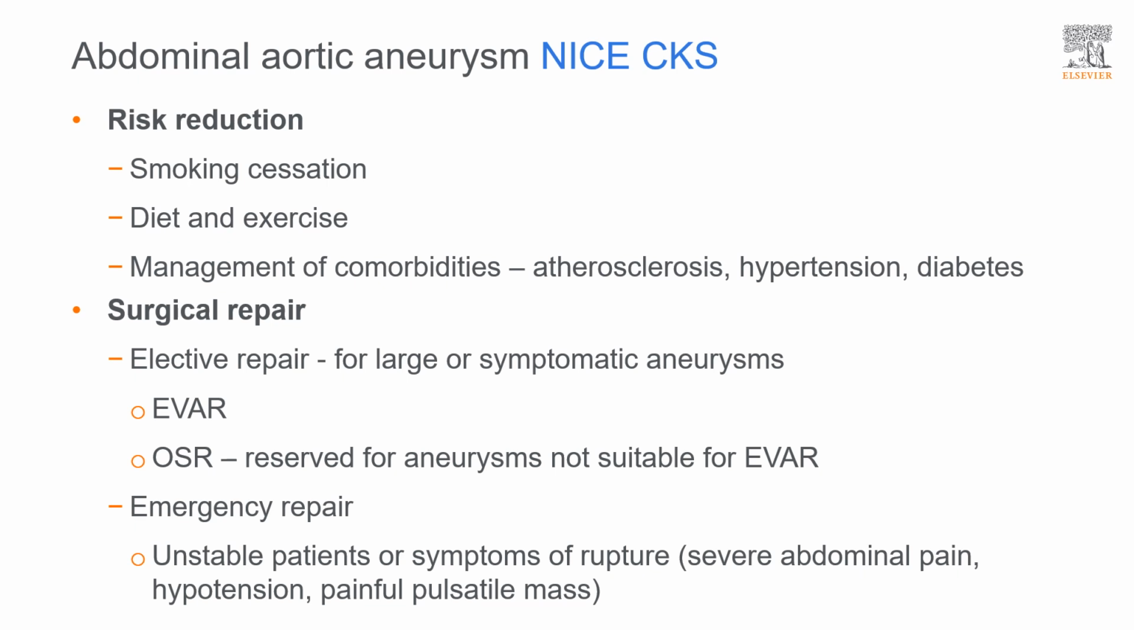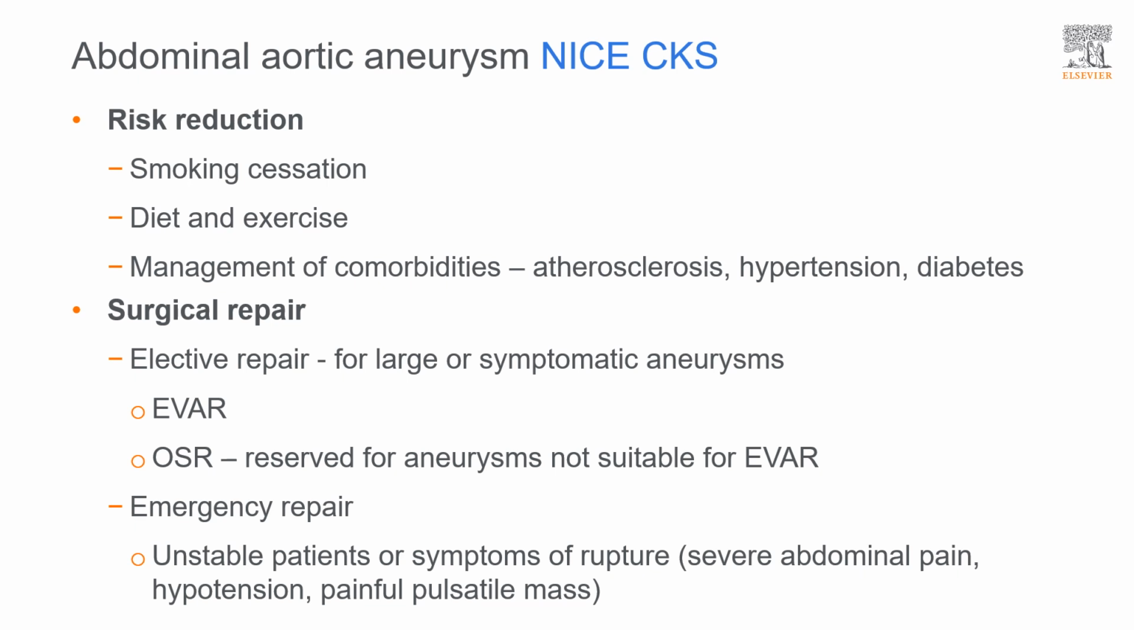Surgical repair is indicated for large aneurysms, so above 5.5 centimetres. This is done electively, involving endovascular aortic repair or open surgical repair for those not suitable for an EVAR, including a very long AAA, excessive thrombus in the aorta, or occlusive peripheral artery disease where endovascular access may be contraindicated.